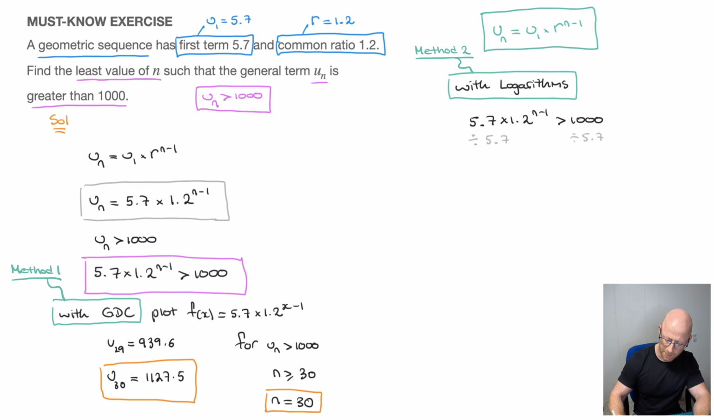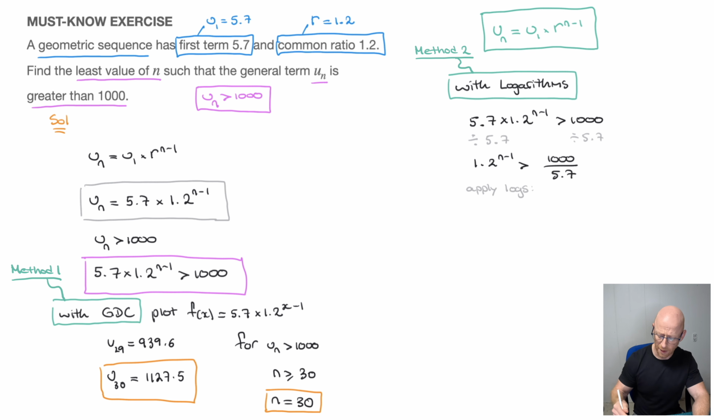And so this inequality becomes 1.2 raised to the power of n minus 1, which is greater than 1,000 divided by 5.7. Notice here that I'm not going to figure out what this is equal to with my calculator because I don't want to insert any rounding in my work. The next thing we need to do is to get the unknown n away from that exponent. And that's where the logarithms come into play. And so what I'll write here is I'll just say apply logarithms, or even apply logs.